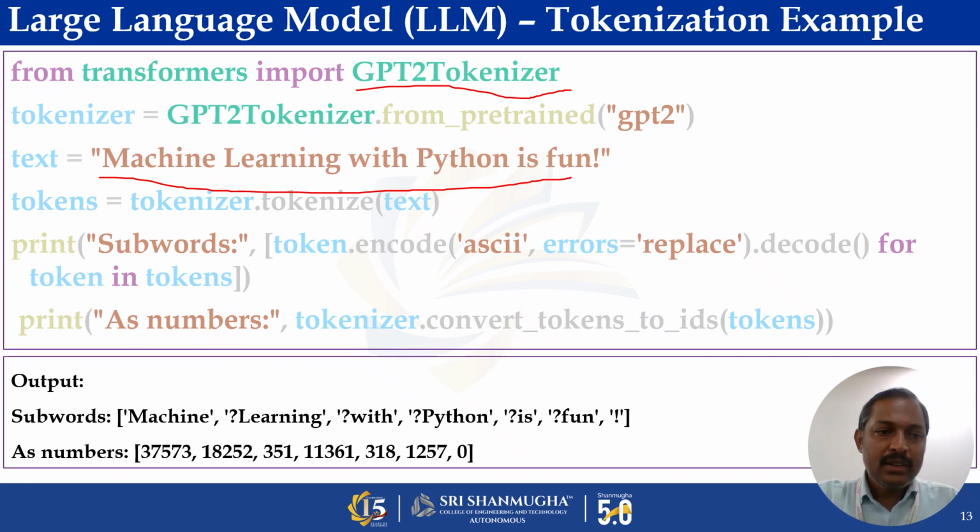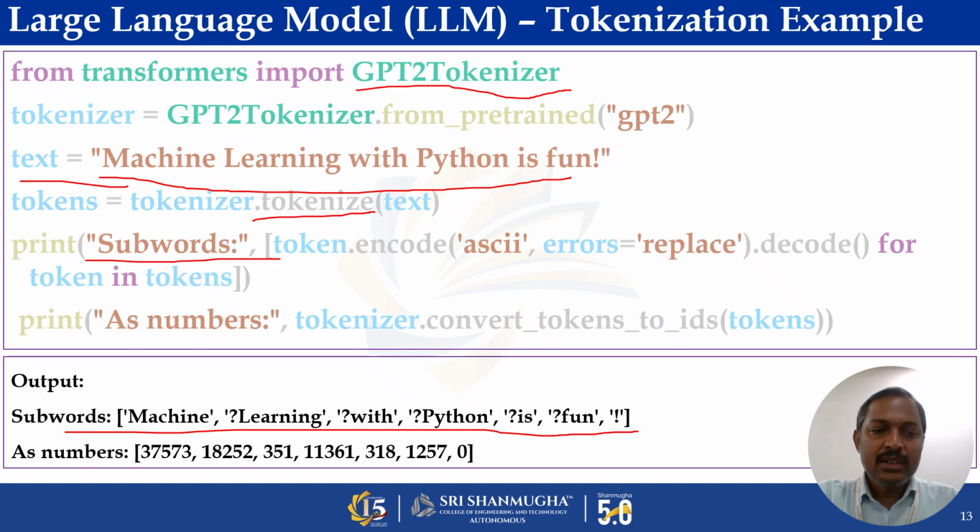This is the input text. We pass it to the tokenize method, which will split the string into multiple tokens. Next, those subwords are printed. The tokens are generally called subwords, and they are printed in the output.